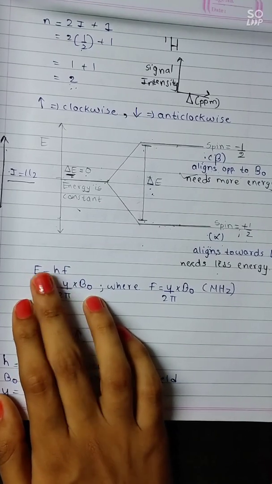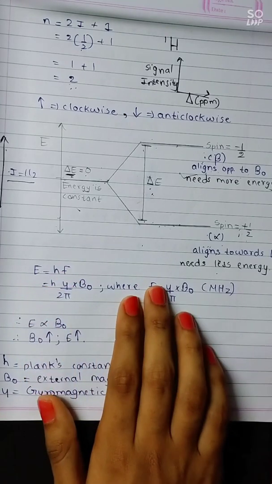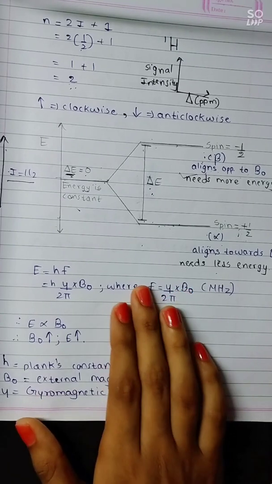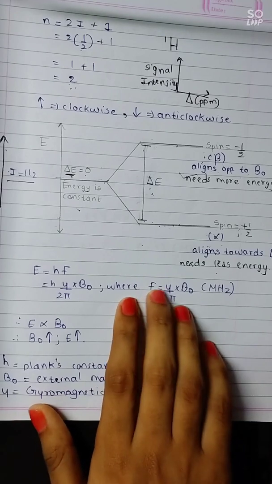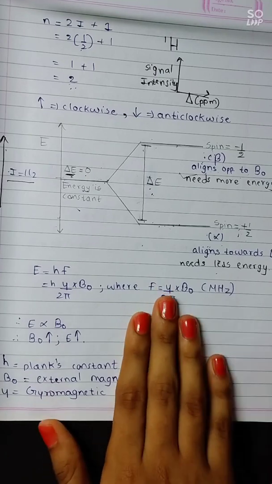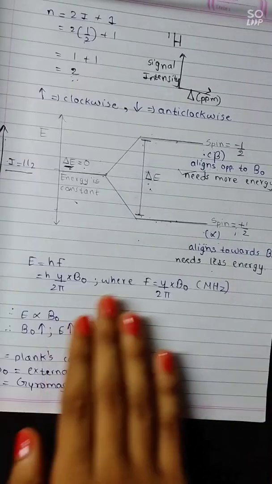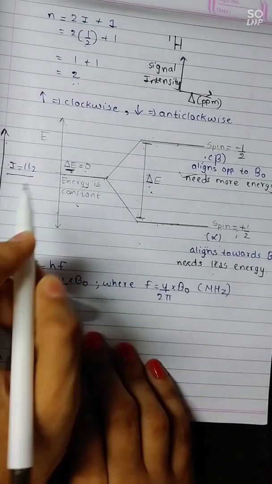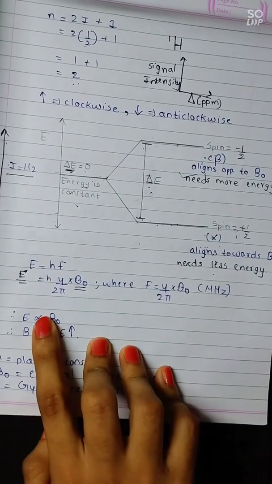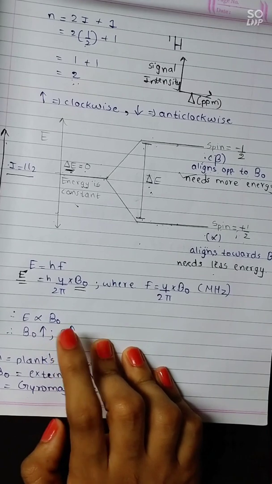We know Planck's equation, which is E equals hf. In that case, what is f? f is gamma upon 2 pi into B, which is the magnetic field. What is important to note here is that frequency should always be written in megahertz. And what is this gamma? It is the gyromagnetic ratio, which is constant for a specific atom. And from this equation, we can see that E and the external magnetic field are directly proportional. So if the external magnetic field increases, then energy also increases.